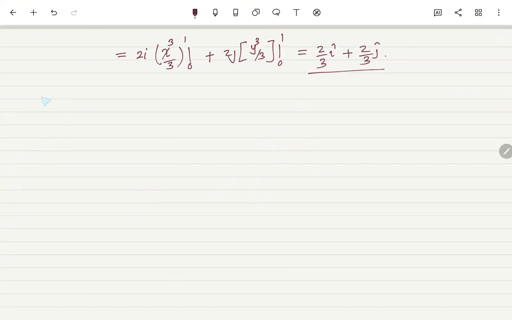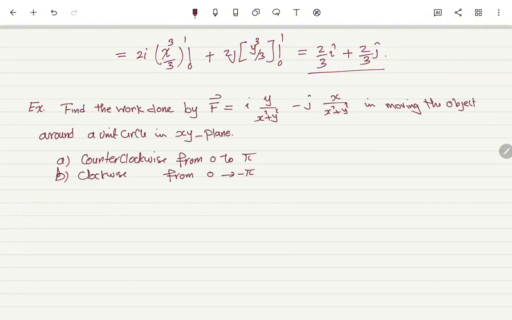Now let's have another example. In this example, find the work done by the force, given like this: i hat y over x squared plus y squared minus j hat x over x squared plus y squared, in moving the object around the unit circle in the xy plane, first counterclockwise from 0 to pi and then clockwise from 0 to pi. Now let's find the work done here if the object is moving counterclockwise from 0 to pi.